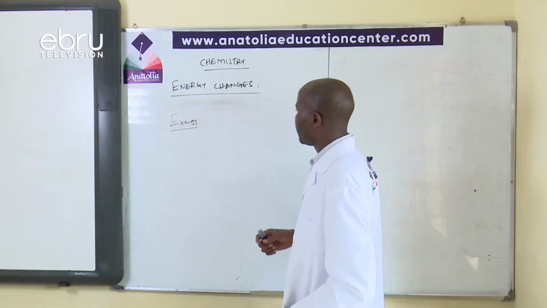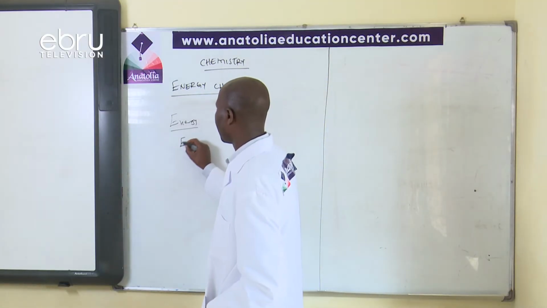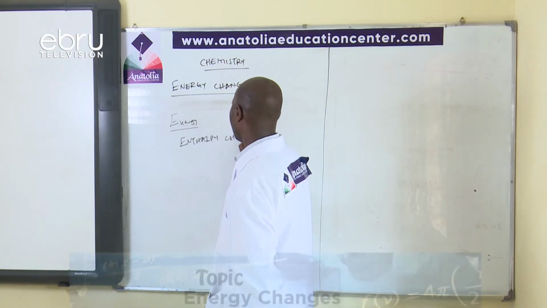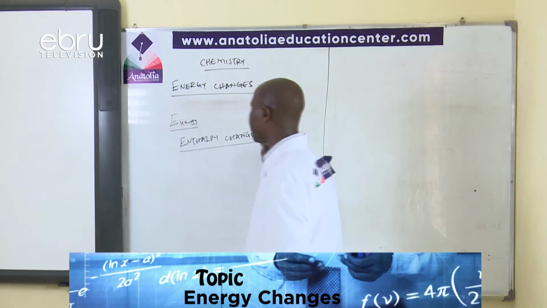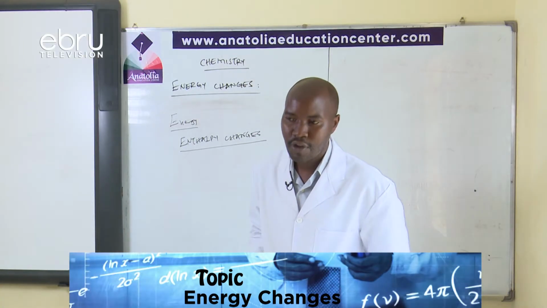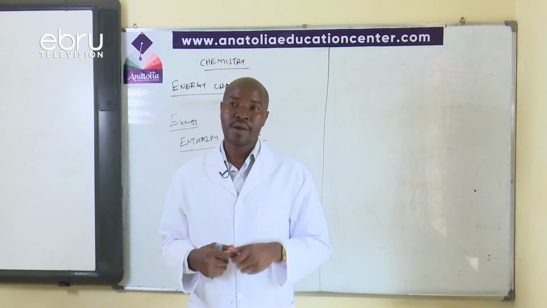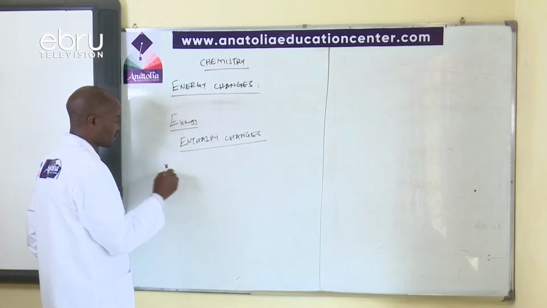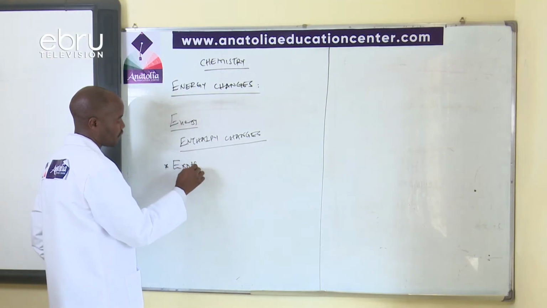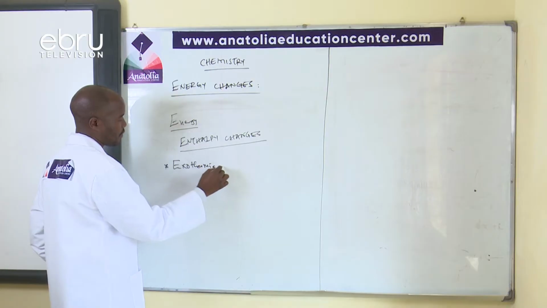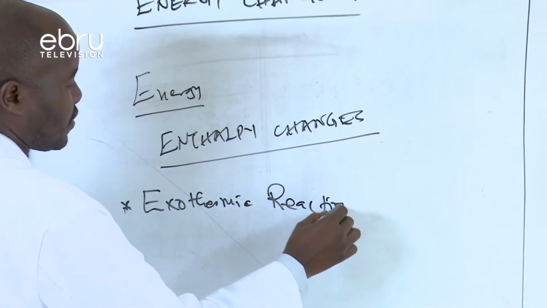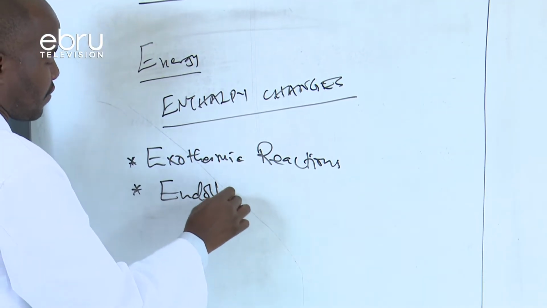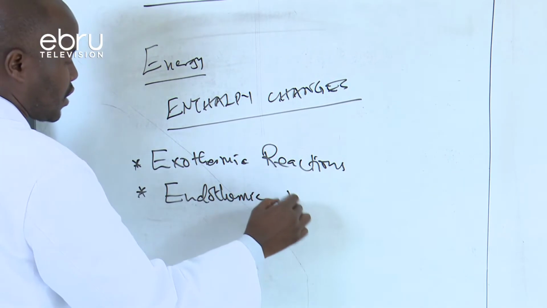Energy changes is commonly known as the enthalpy. When we talk of the enthalpy, whereby the enthalpy changes, enthalpy simply means the amount of heat in a given substance. That is why under the energy changes, we are going to look at two processes: exothermic reactions, or the processes, exothermic reactions, and endothermic reactions.